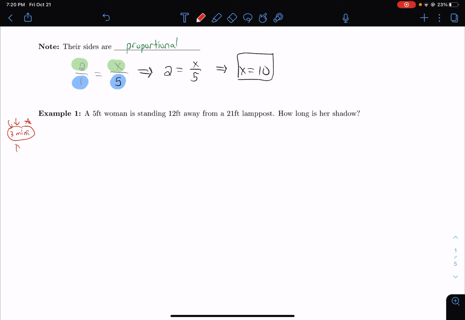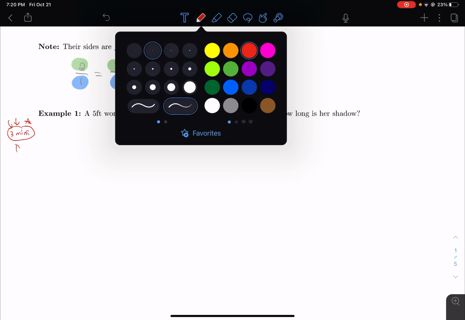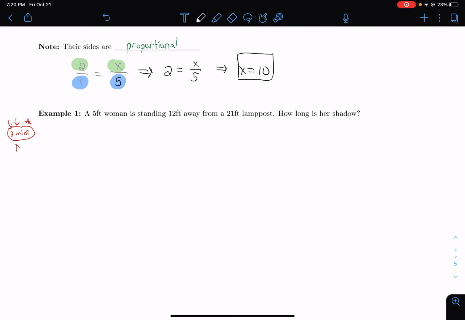All right, so hopefully you did that. Hopefully you paused it and tried it for about 3 minutes. Let's talk about it. So what should I have in my picture? Well, it says there's this lamppost, so I will draw this tall lamppost.